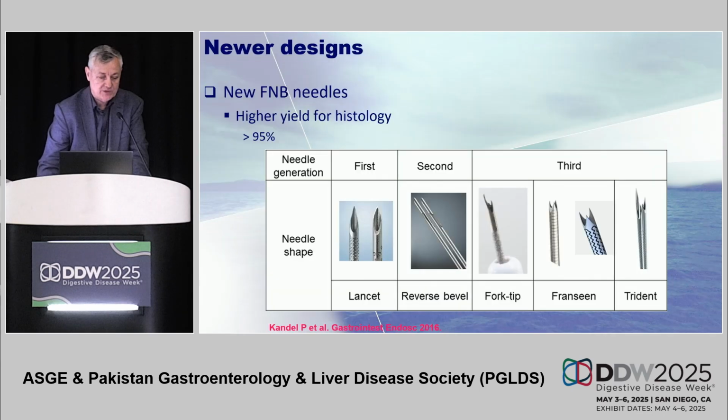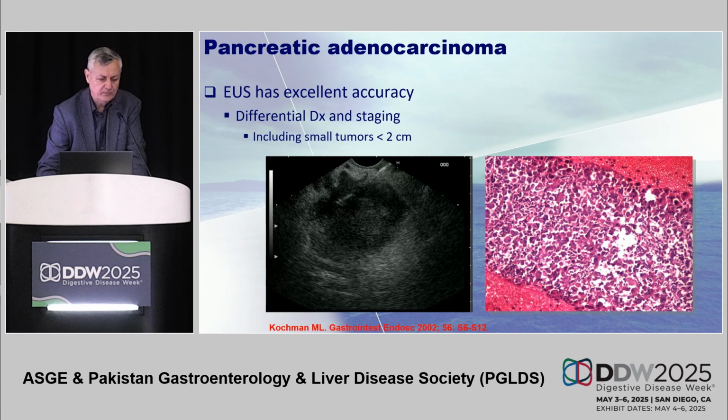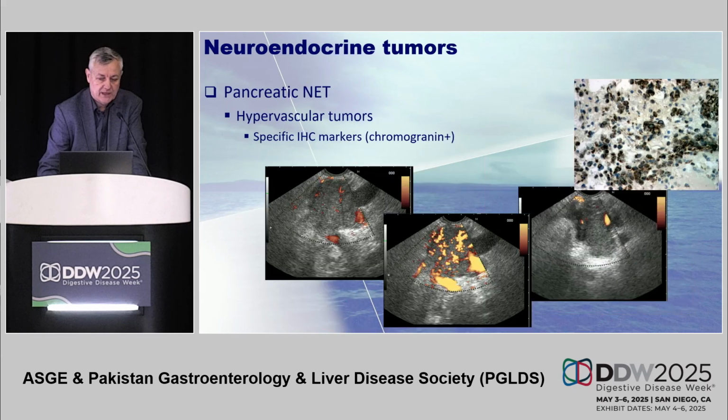And if you look at diagnosis, we now have very nice FNB needles, which have a higher yield for histology. Usually it's over 90-95% in most of the centers. If you use third generation needles, then you will get higher yield of histology. And we know already that US FNB has an excellent accuracy for both the differential diagnosis, but also for staging, and that includes small tumors.